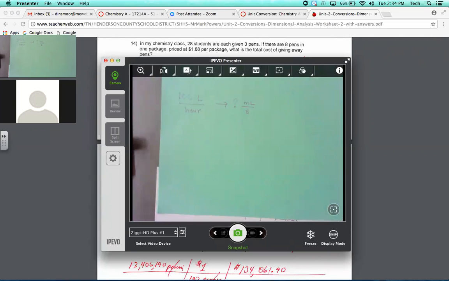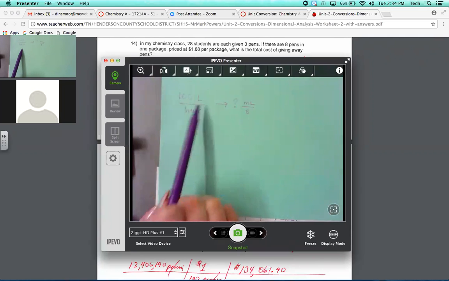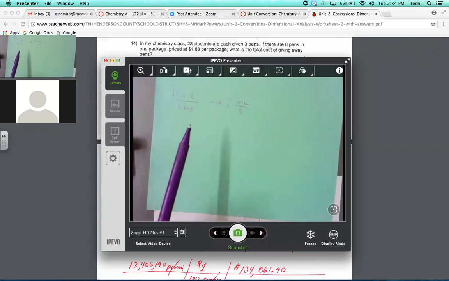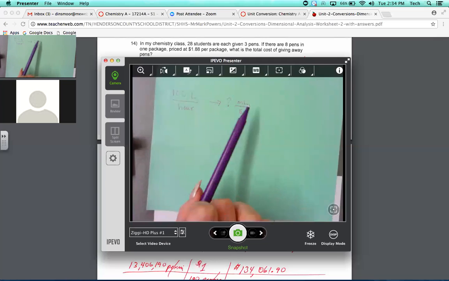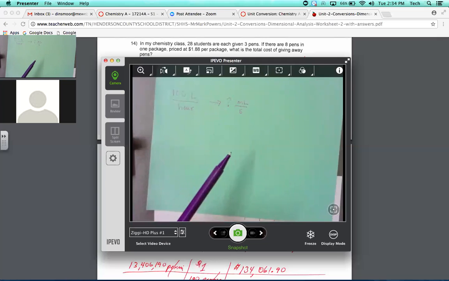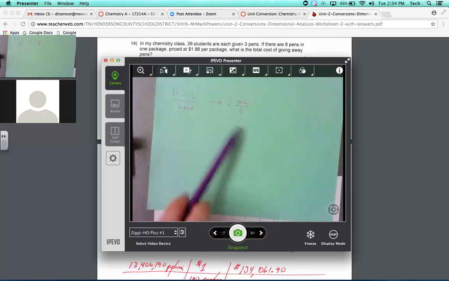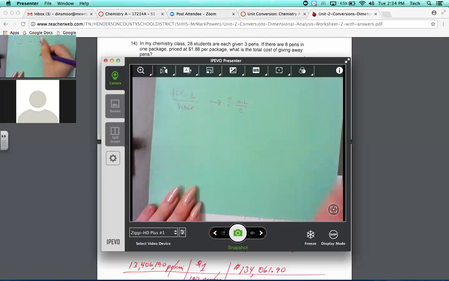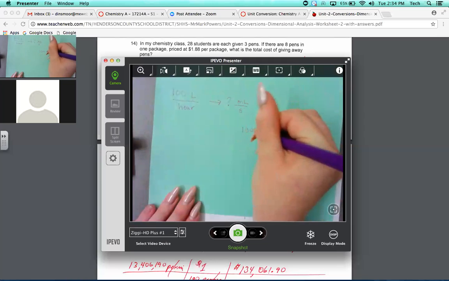So our last example here is going to be, if we have 100 liters an hour, right? This could be a measurement possibly of water, maybe moving through pipes or something like that. And we want to convert it to milliliters per second. What do we need to do? Before you start setting up the dimensional analysis, you could think about what conversions you know between those. We're definitely going to have to go from liters to milliliters, right? So I know that there are 1,000 milliliters in 1 liter.